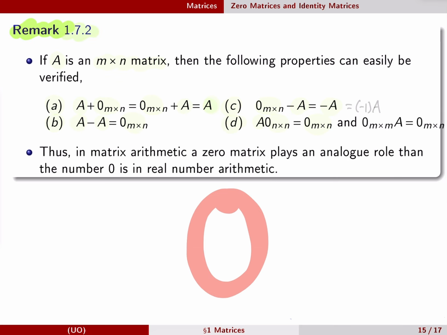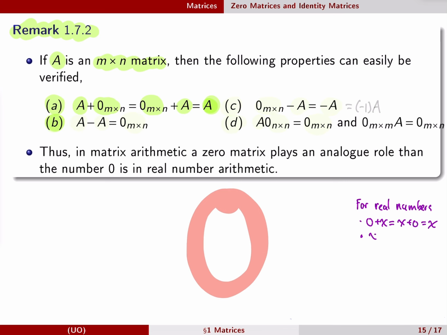The next remark is a list of properties for those zero matrices, which are exactly the same as the number 0 for a real number. If you start with an m by n matrix A, a regular general m by n matrix, the first property is that if you do A plus the zero matrix m by n, or the zero matrix m by n plus A, guess what? You're getting A again. Just like any number plus 0, any matrix plus the zero matrix of the corresponding size, so that the addition is defined, is A again.